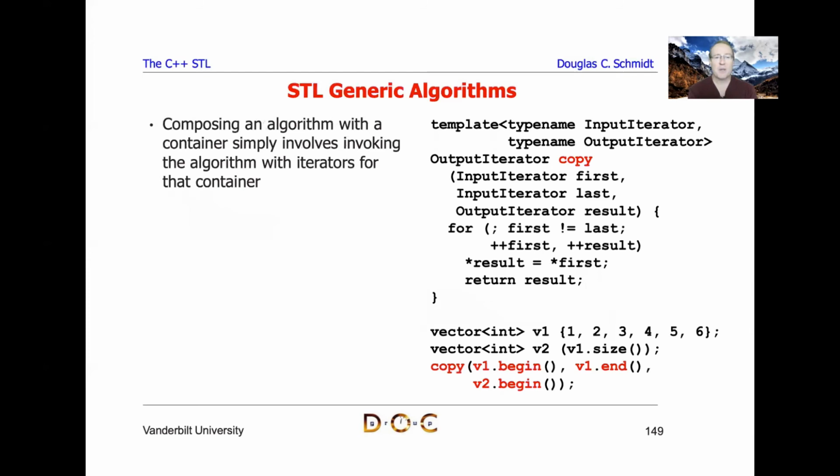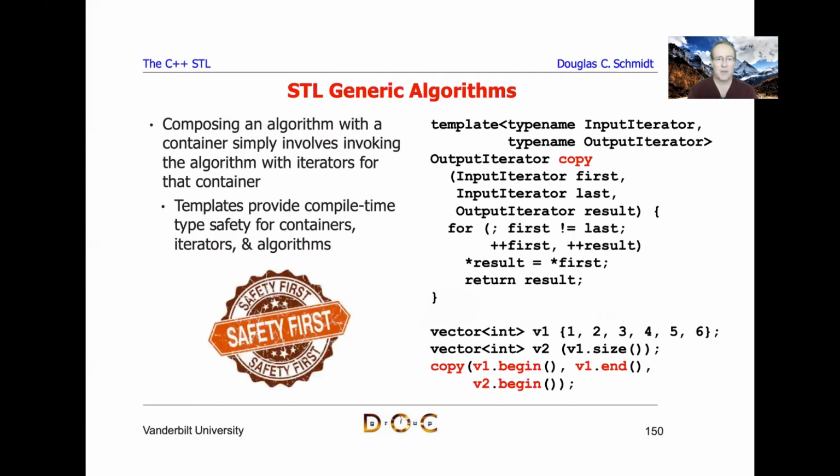Okay, composing an algorithm with a container, connecting them together, is just about invoking the algorithm with iterators to that container. And once again, we revisit our copy algorithm and our vector, and you can see just how ridiculously easy it is to do this.